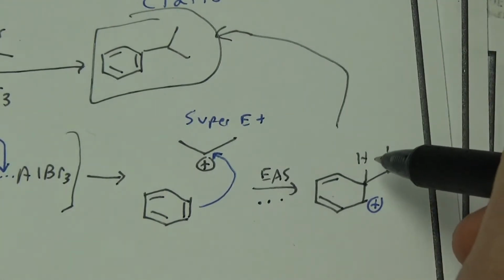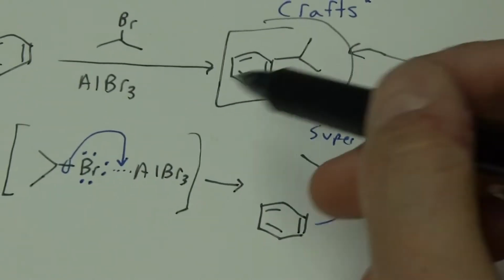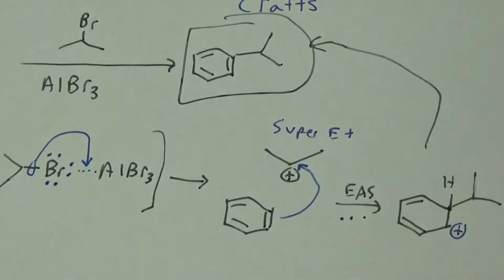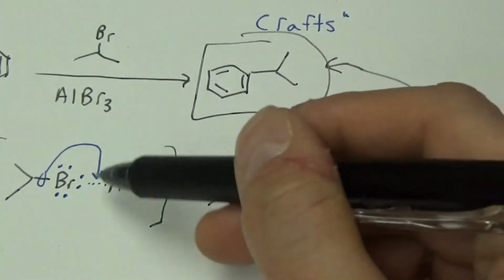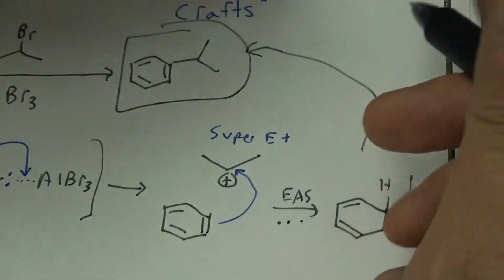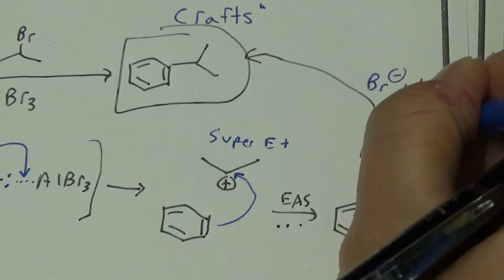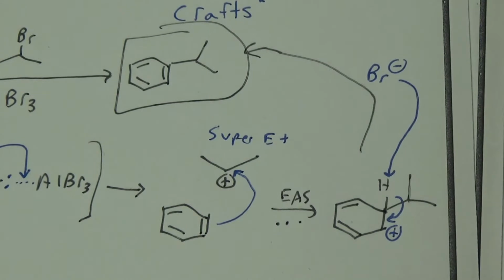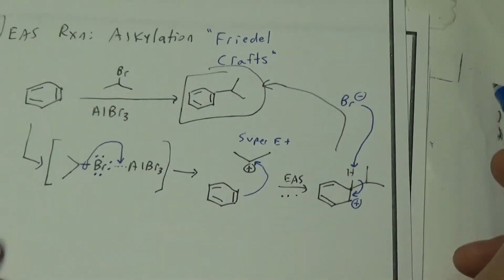Some base takes the proton and regenerates the double bond. What's our base? Well, there's some Br minus around, right? Because when this falls off, this regenerates Br minus. So I just drew maybe Br minus as our base. It grabs the proton and regenerates the double bond. Okay, so we de-aromatize and we re-aromatize, and that's the Friedel-Crafts alkylation.